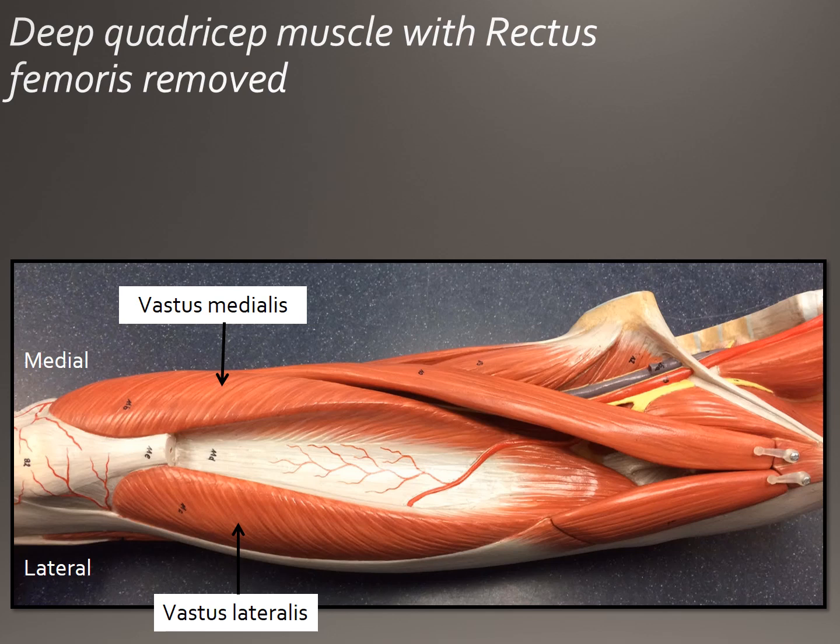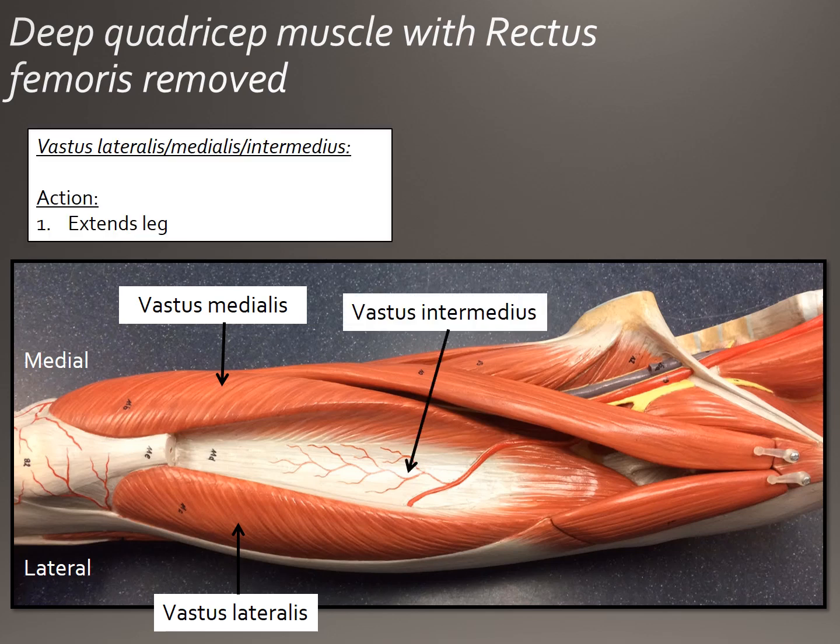If we remove the rectus femoris, we expose a deep quadricep muscle, and this is called the vastus intermedius. And the action of this muscle is to extend the leg. And those are our 4 quadricep muscles: vastus lateralis, vastus medialis, rectus femoris, and vastus intermedius.